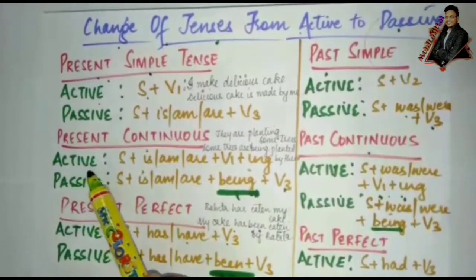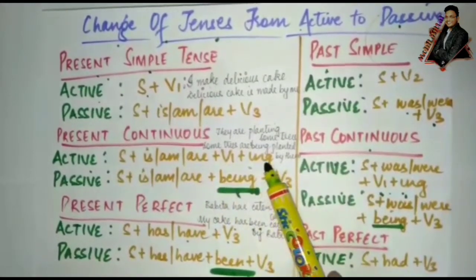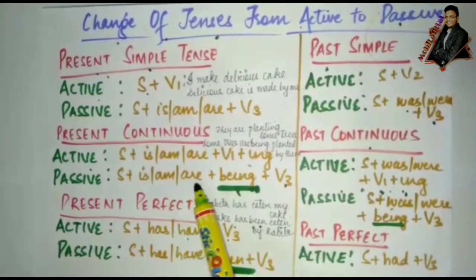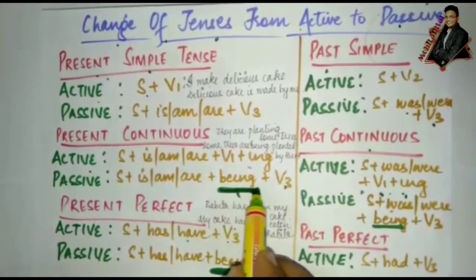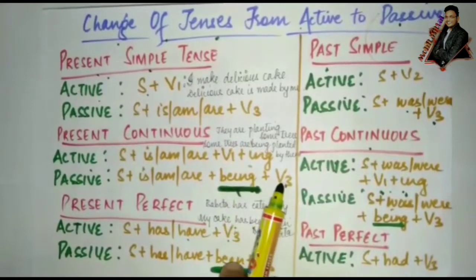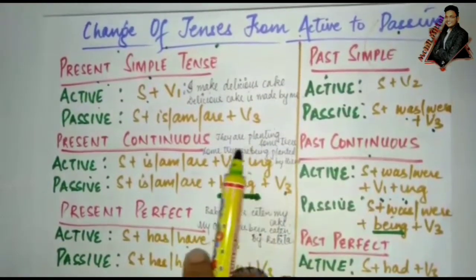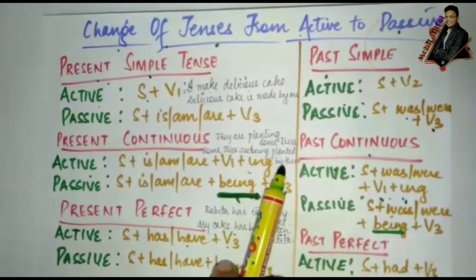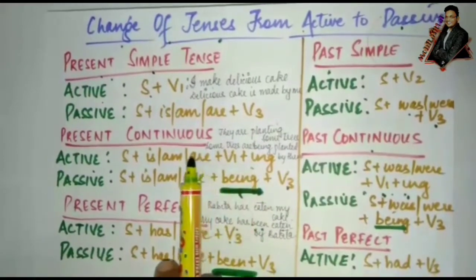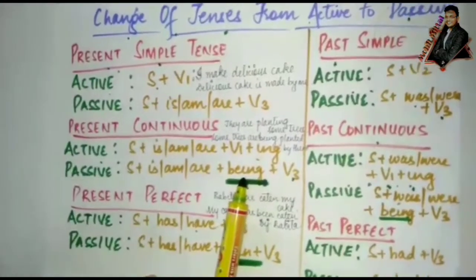In simple active voice, it is subject plus is/am/are plus first form of the verb plus ing. When we convert it into passive voice, it is subject plus is/am/are plus being plus third form of the verb. Always remember, whenever it is continuous or progressive tense, we use being plus third form of the verb. For example, they are planting some trees. Some trees are being planted by them. Whenever it is continuous tense, when you are converting from active to passive, you have to insert being, B-E-I-N-G, being.